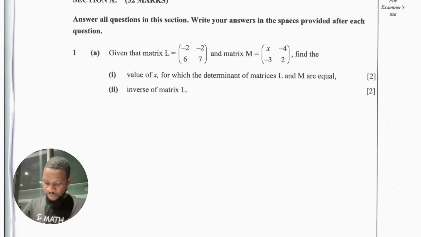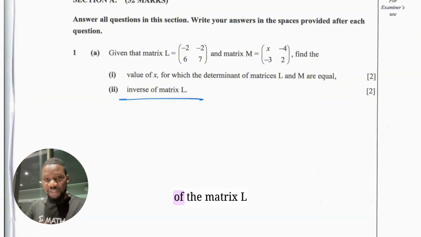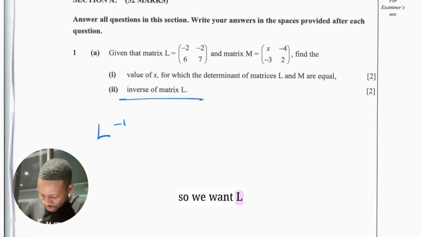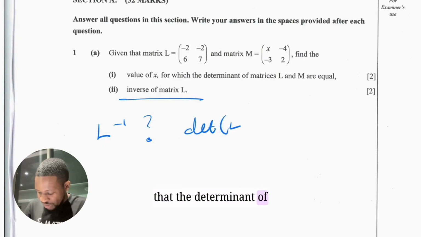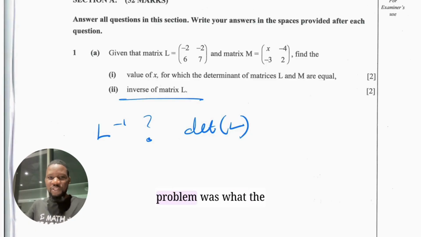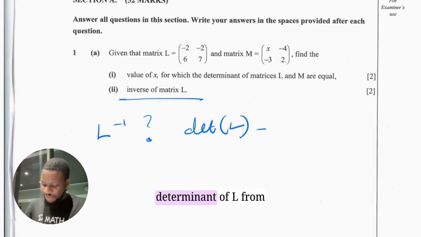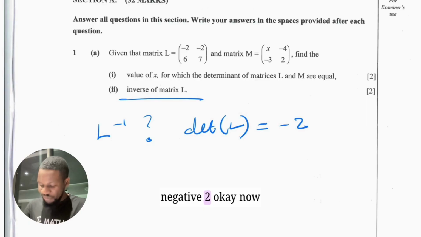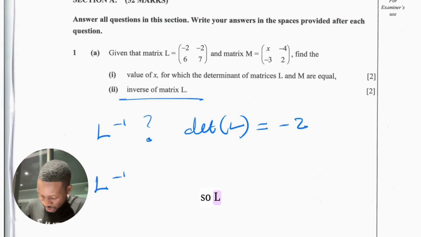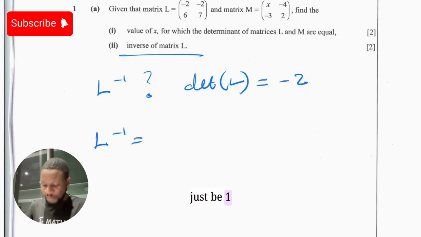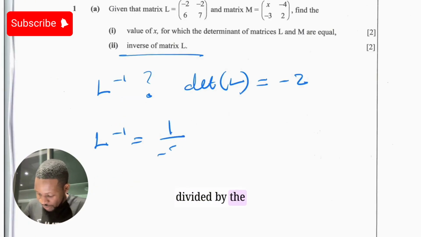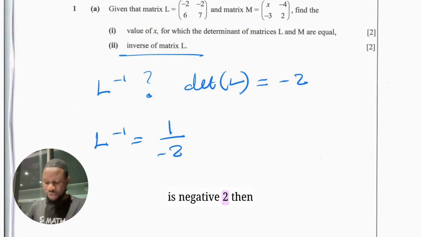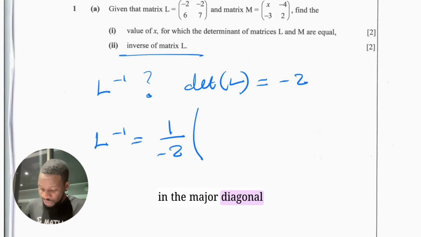Okay? Second problem, we want to find the inverse of the matrix L. So we want L inverse, but what we know is that the determinant of L from the first problem was negative 2. Now this is a 2 by 2 matrix, so L inverse will just be 1 divided by the determinant, which is negative 2.